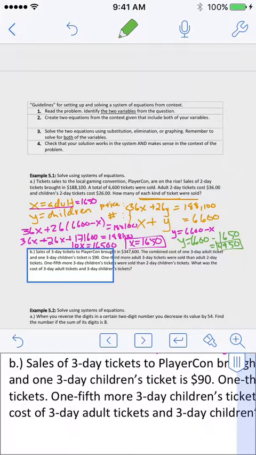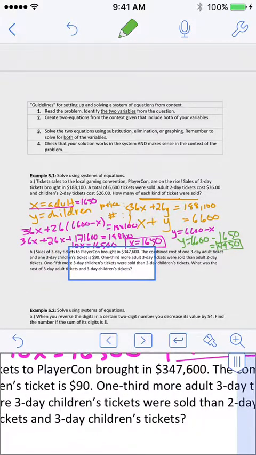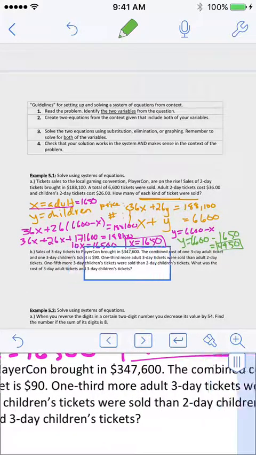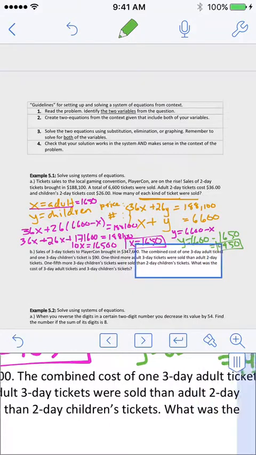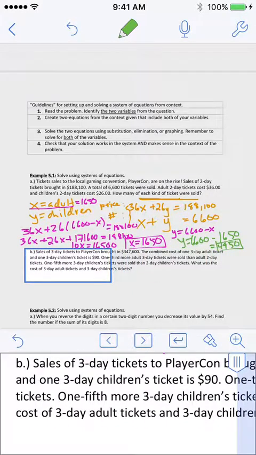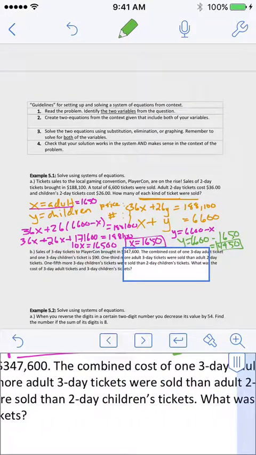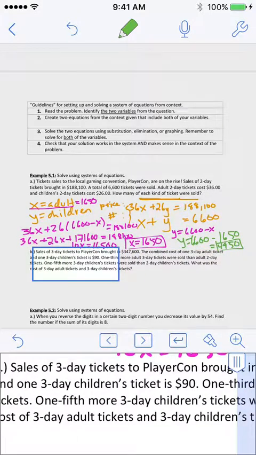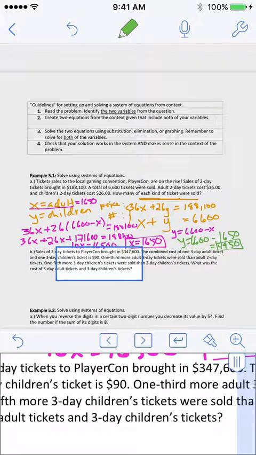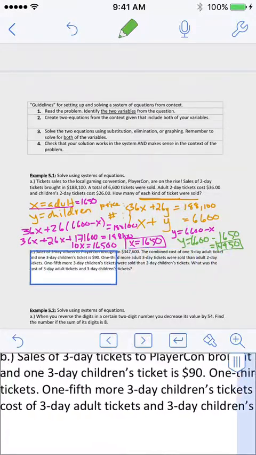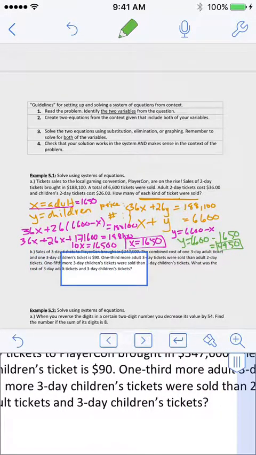Alrighty, let's take a look at that second one now. Sales of 3-day tickets at PlayerCon brought in $37,600. The combined cost of one 3-day adult ticket and one 3-day children's ticket is $90. 1/3 more adult 3-day tickets were sold than adult 2-day tickets. 1/5 more children's 3-day tickets were sold than 2-day tickets. What was the cost of a 3-day adult ticket and a 3-day children's ticket? This is a little strange. So it builds off of last time, right?